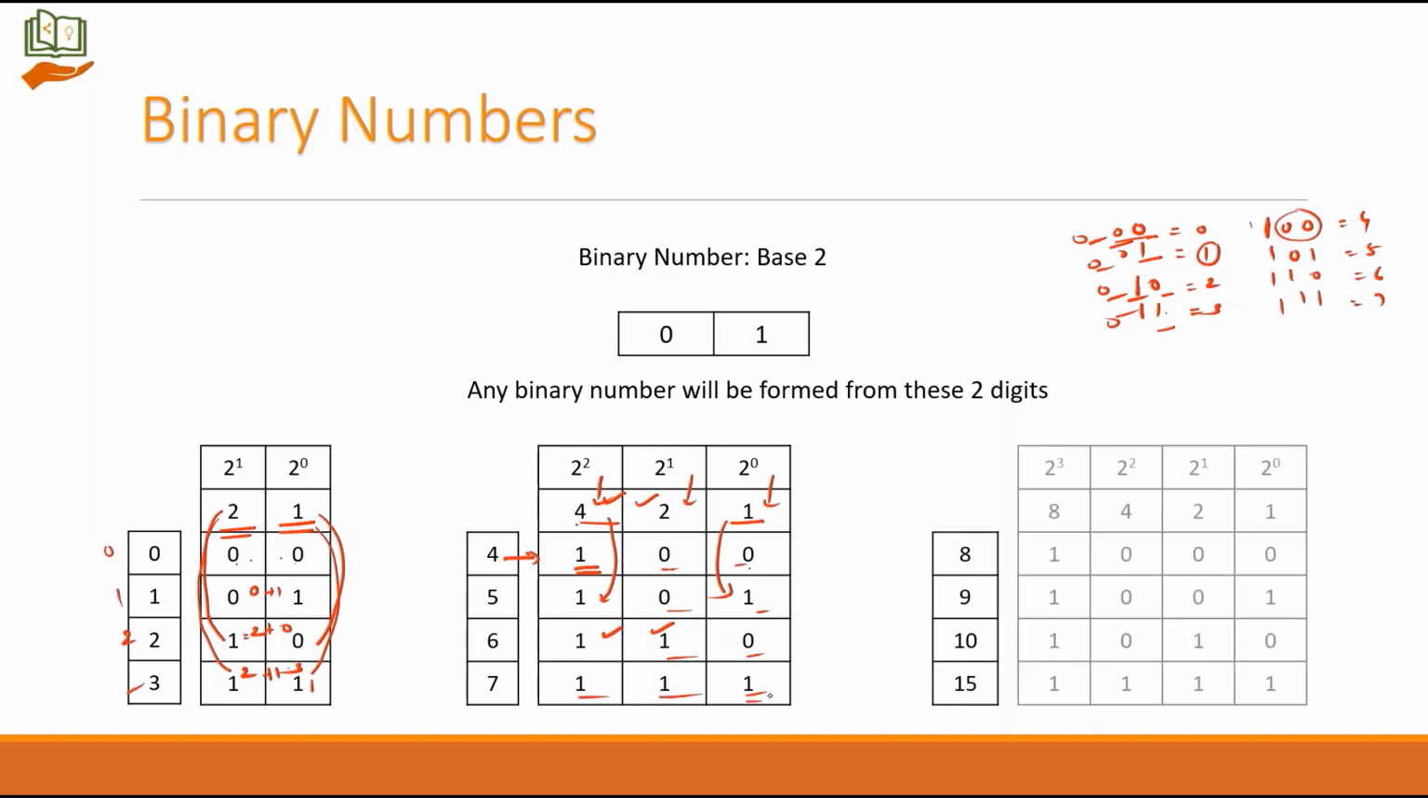Then for the 4 digit numbers. So from 8 till 15 you will be representing using 4 digit numbers. 8 plus 4 is 12. 12 plus 2 is 14. 14 plus 1 is 15. So till the 15th value you can place it. What about 16? There will be a column called 2 power 4, which is equal to 16. We will place only 1 here. The rest of the boxes will turn as 0.